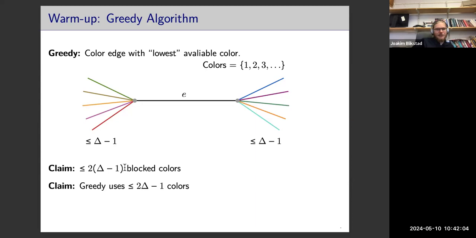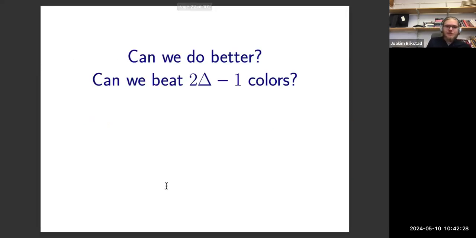So this greedy algorithm will be able to find one color among the first 2 delta -1 colors to actually assign to E. So this greedy algorithm uses 2 delta -1 colors. So it's an online 2-competitive algorithm. It's at most a factor 2 worse than the offline algorithm. Okay. So the big question then is, can we do better?